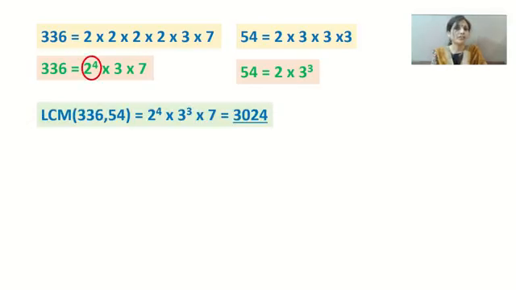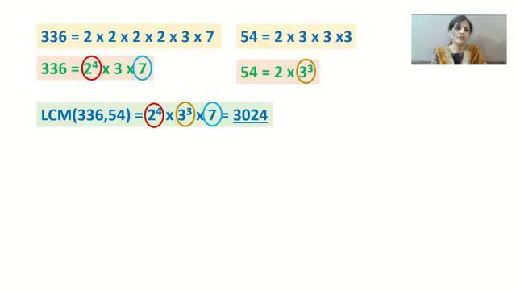Next to that, which is the prime factor? It is 3. What is the highest power of 3 here? It is 3 raised to 3. So into 3 raised to 3 we will write. Alright, what is the next factor? Next factor is 7, and there is no question of highest power because we have only one 7 there. So we will write 7, and therefore when you multiply 2 raised to 4 into 3 raised to 3 into 7, we get the number 3024, which is the LCM of 336 and 54.